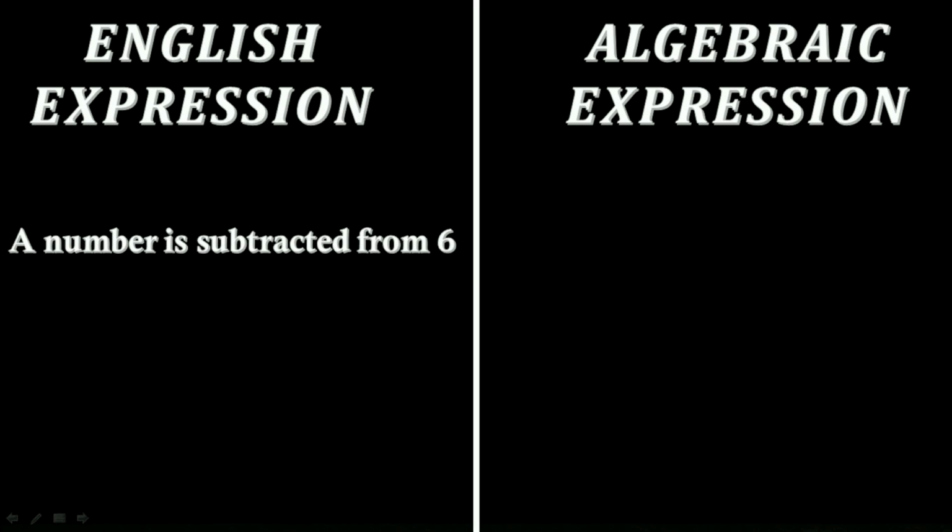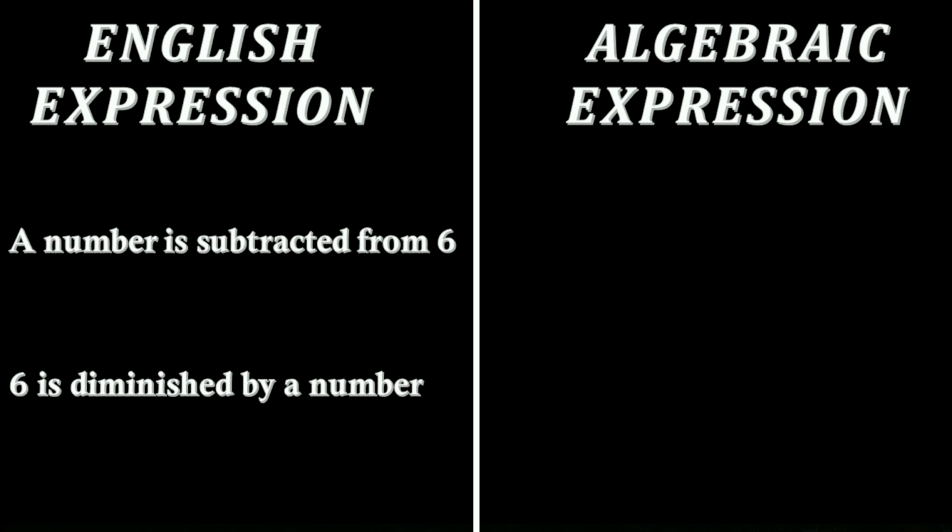Now let's proceed to subtraction. So when we say a number is subtracted from 6, or 6 is diminished by a number, obviously it is equal to 6 minus x. So from, say from 6. So a number is subtracted from 6, so 6 should be first. And when 6 is diminished by a number, so 6 minus x.